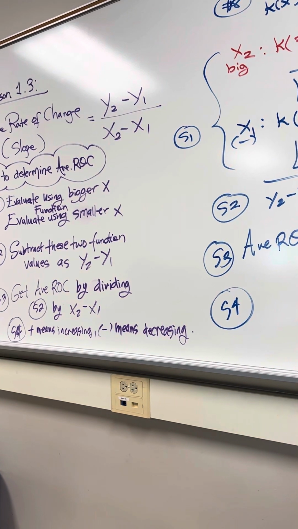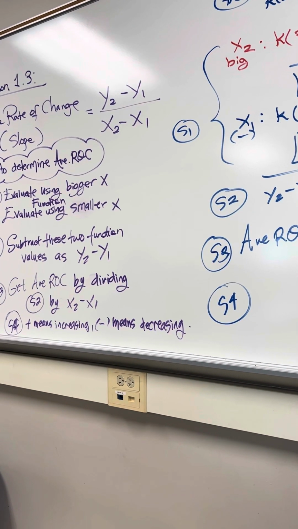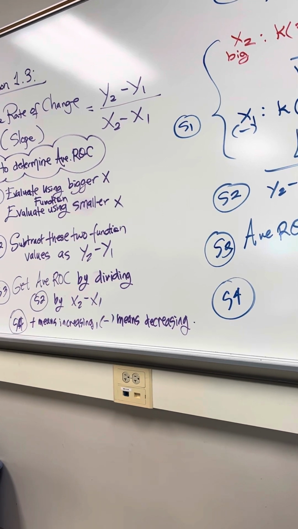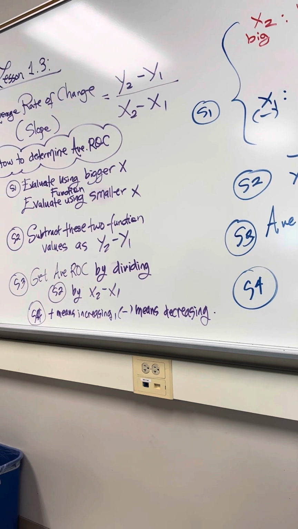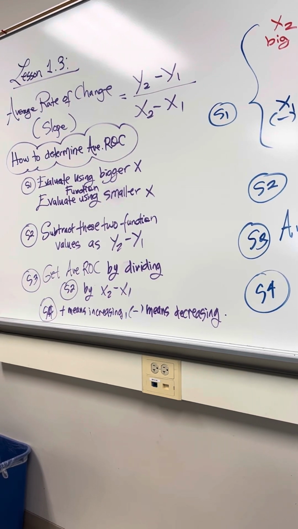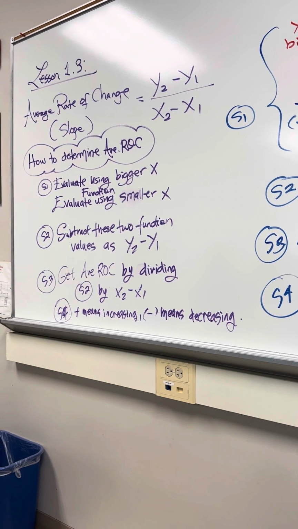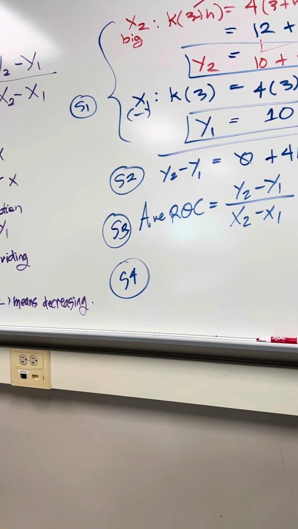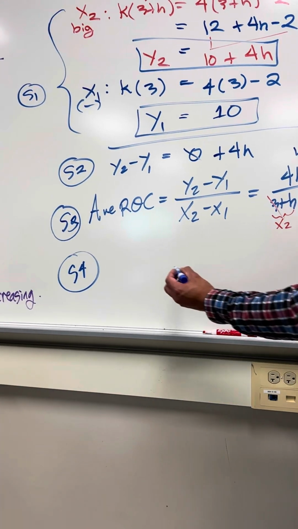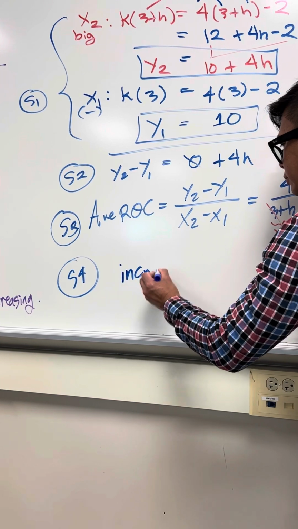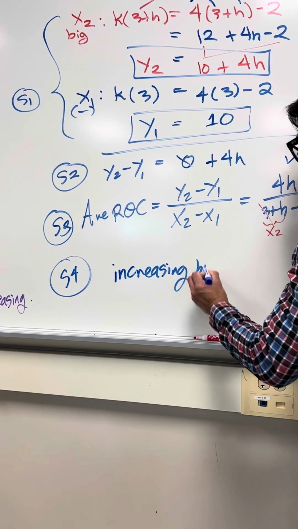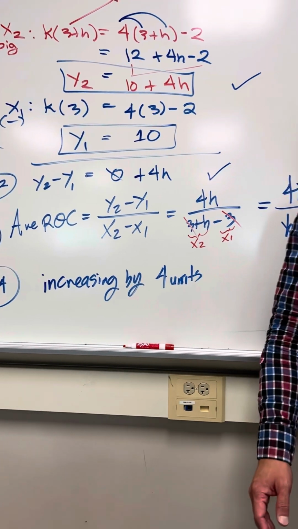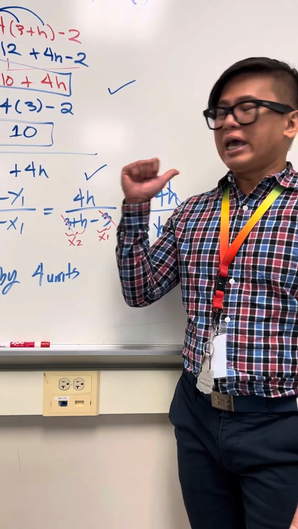And the last one, step number 4. What's step number 4 again? Jonas, can you see from there? What is the meaning if it's positive? What is the meaning if it's negative? All right. So is it positive or negative? Positive. So in that case, is this increasing or decreasing? Increasing, very good. So that means it's increasing by how much? 4 units. Good. All right. So, any questions regarding this one?